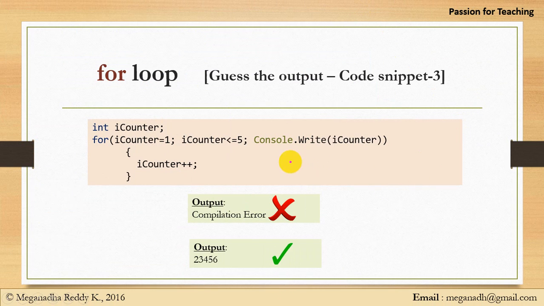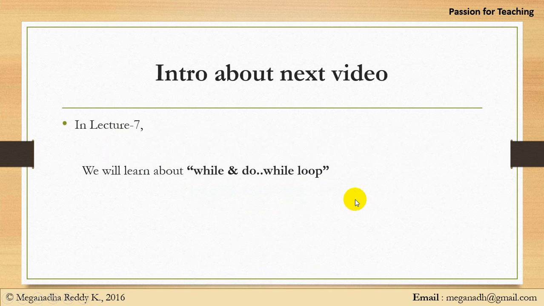So remember, next time when you see code like this, it's not a compilation error. It will display the output. The for loop syntax does not necessarily require an increment or decrement there. It's not necessary. You can have statements there. Okay, so let's see the next slide.